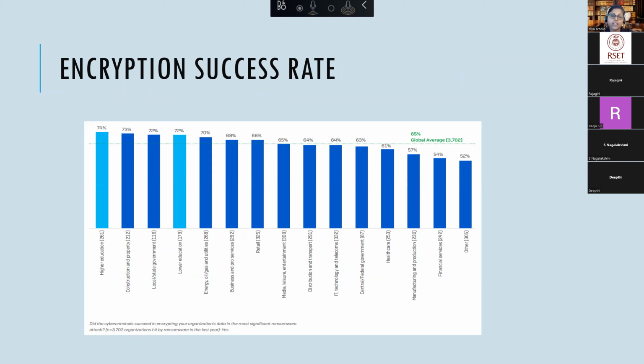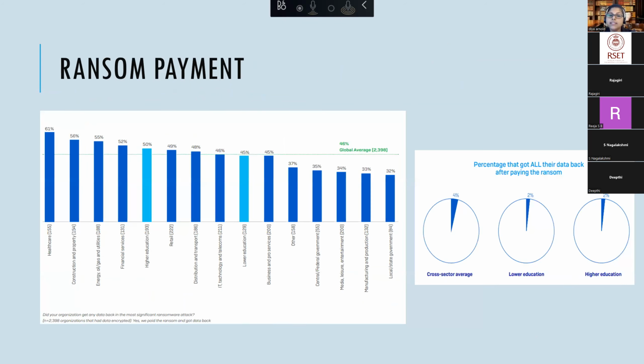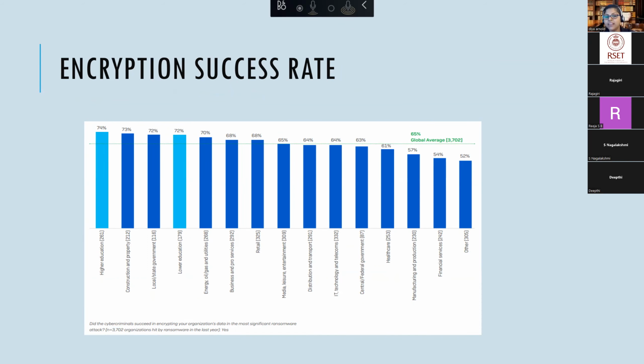Now, this statistics shows, out of those attacks, the rate at which the attackers were able to successfully encrypt the data. In 74% of higher education cases, the attackers were able to successfully encrypt the data, and in 72% of lower education cases, the attackers were able to encrypt the data successfully. This is taken from a sample of 3,702.